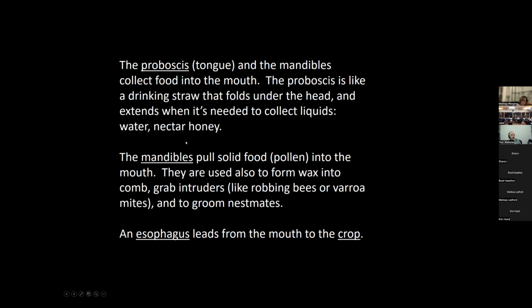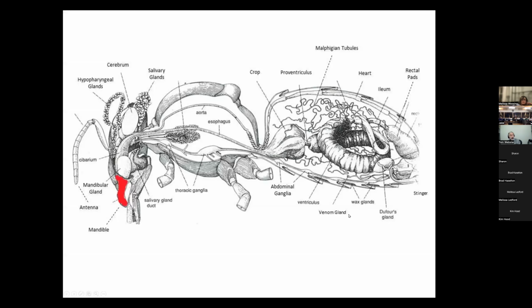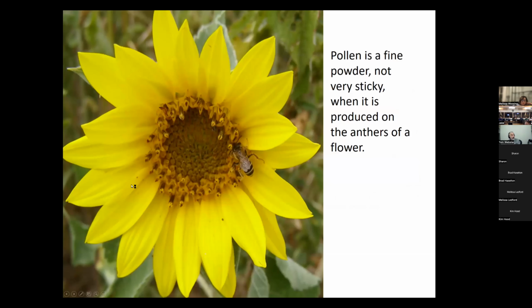Then after the proboscis and the mandibles, there's a mouth cavity inside the head, and then a long esophagus, which is like ours. It's just a food tube, a long tube that leads to the crop. Okay, so here's the mandibles, which you can see pretty easily if you look closely at a bee. And it's used, for example, for grabbing pollen off of a flower.